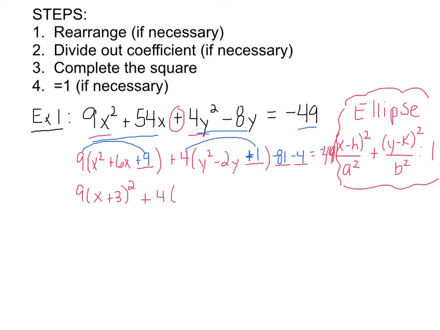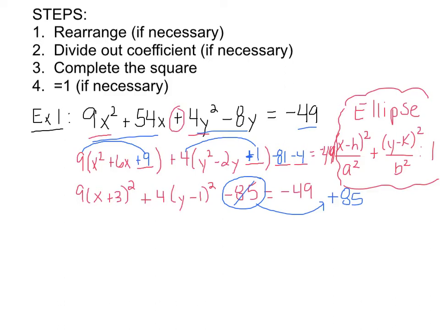This one, when you complete the square, would be y minus 1 quantity squared. We're going to add these two together, so negative 81 plus a negative 4 would be minus 85, and then it's equal to negative 49. Okay, now our whole goal is to get our numbers over on the right side. So what we're going to do is take this negative 85 and move it over to the other side. So we're going to add the 85.